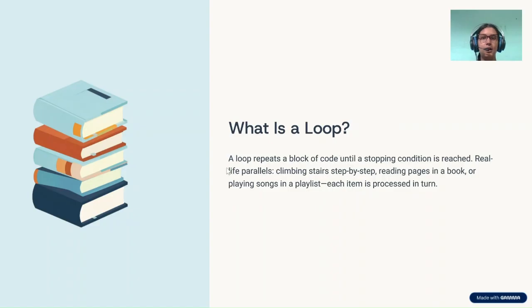What is a loop? A loop repeats a block of code until a stopping condition is reached. Real life parallels: climbing stairs step by step, reading pages in a book, or playing songs in a playlist. Each item is processed in turn.